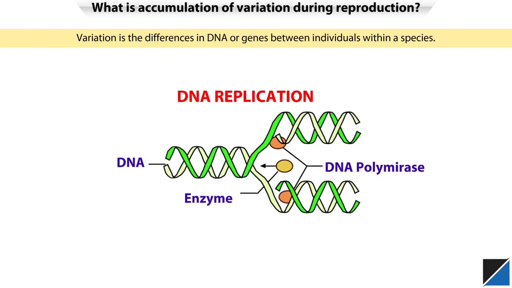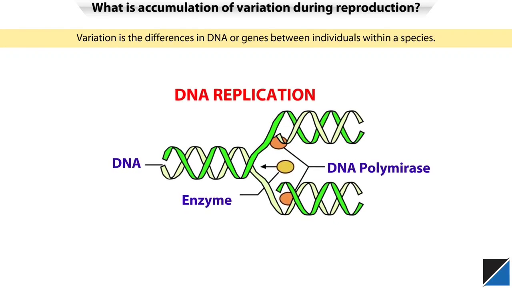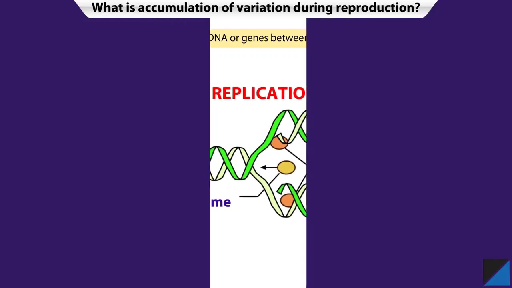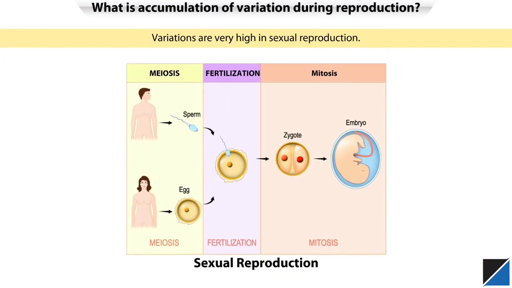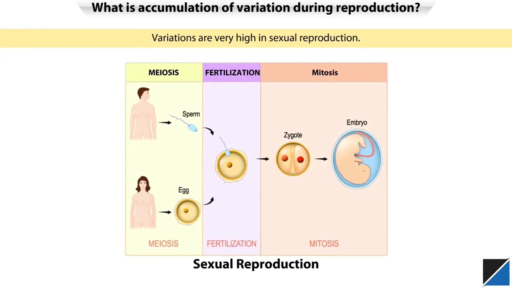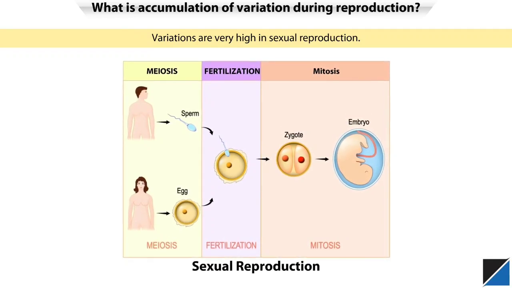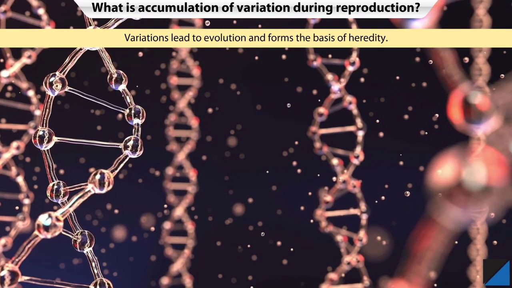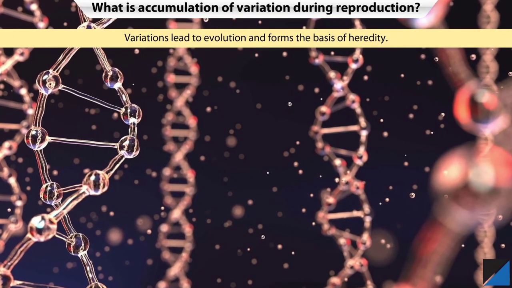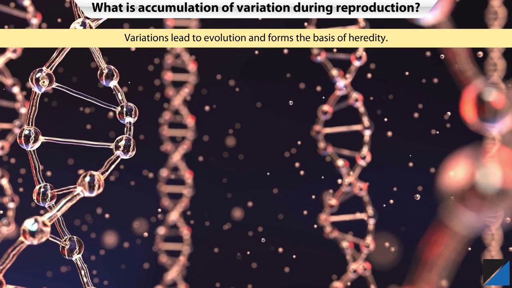Variation occurs due to inaccuracies in DNA replication. In sexual reproduction, two parents are involved. So, the variations are very high. Variations are very important for evolution and form the basis of heredity.